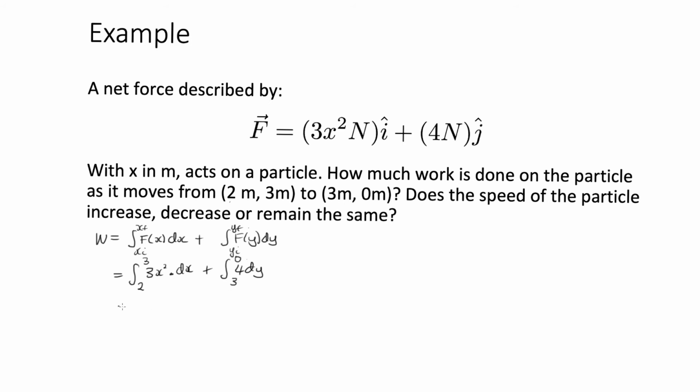3 to 0. So integrating this, I've got x cubed, and I evaluate that at 2 and 3. And integrating this, I have 4y evaluated at 3 and 0. And so this is equal to 3 cubed minus 2 cubed plus 4 times 0, so that's 0, minus 4 times 3. So this is equal to 27 minus 8 minus 12, which is equal to 7. So 7 is the answer to this one, and that should be 7 joules.